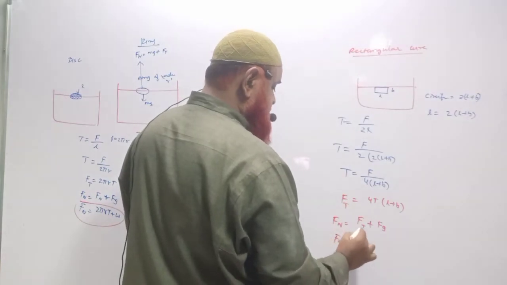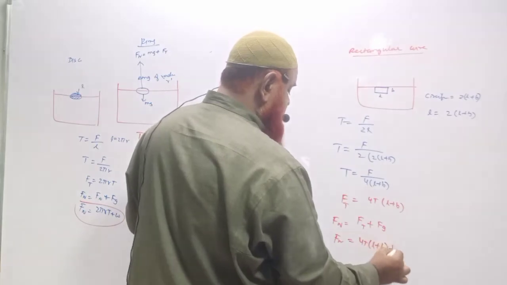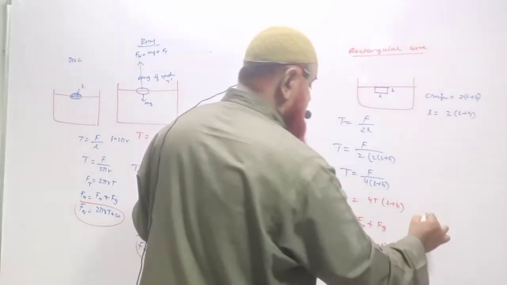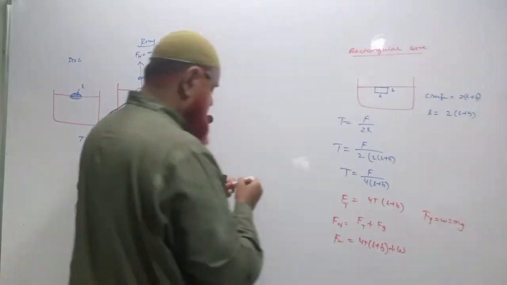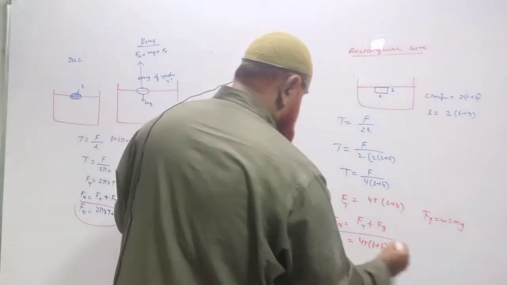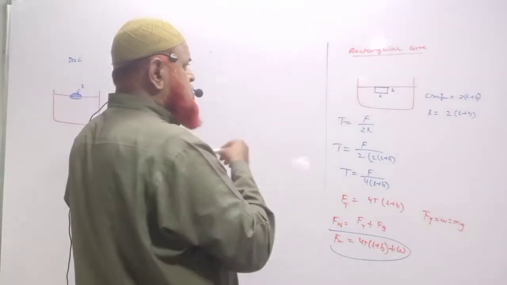Therefore, the net force is the force due to tension, that is T into (L plus B), plus the force due to gravity, or weight. Both are going to be M into G here. This is the formula which is taken here. Next, if it is a rectangular wire, it is over.